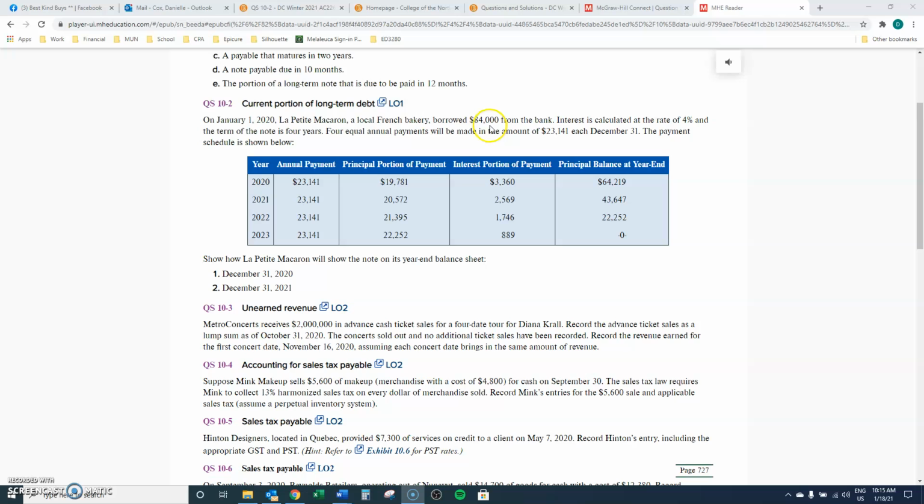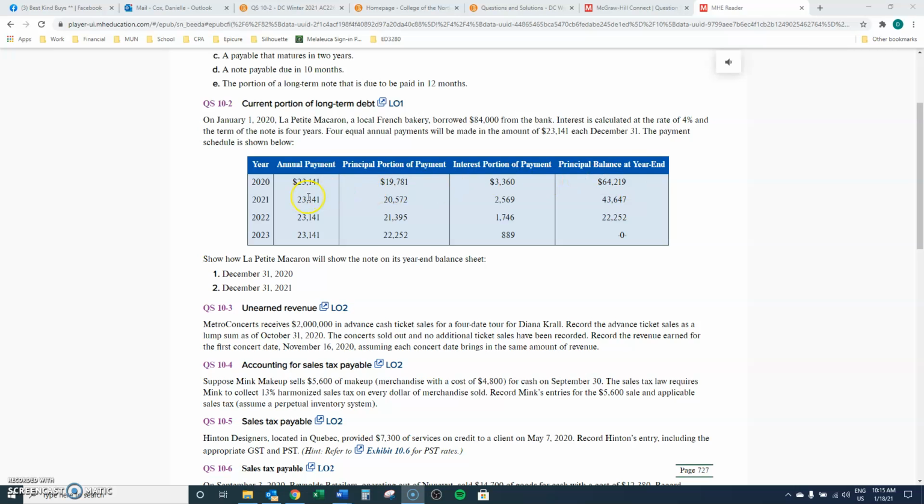So interest in the first year is $84,000 times 4%, which gives us $3,360. Once we know that, then we know that the payment is $23,141, which includes principal and interest. So if we take the $23,141 and subtract the interest, that gives us how much principal was paid. And then the principal balance at the end of the year is going to start off at $84,000 less whatever principal was paid that year. So $84,000 minus the $19,781 will give us $64,219.